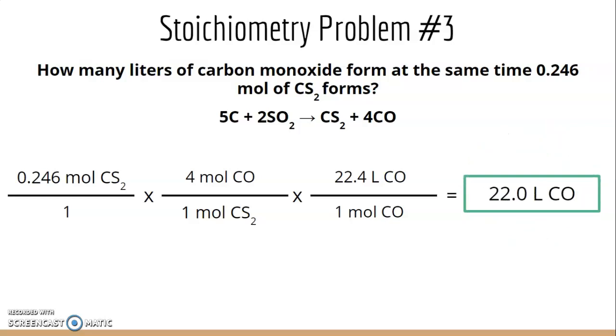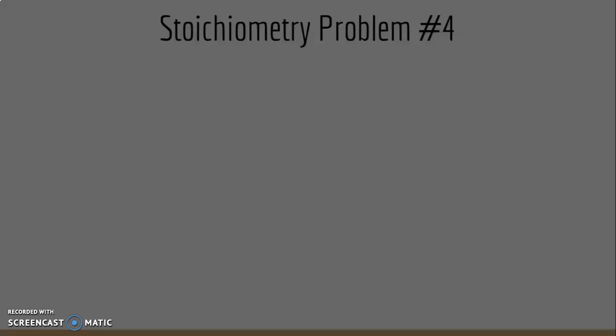And when we multiply, we get 22 liters of carbon monoxide. So, all stoichiometry problems are basically just an understanding of setting up appropriate conversion factors. So now let's move on to the next video.